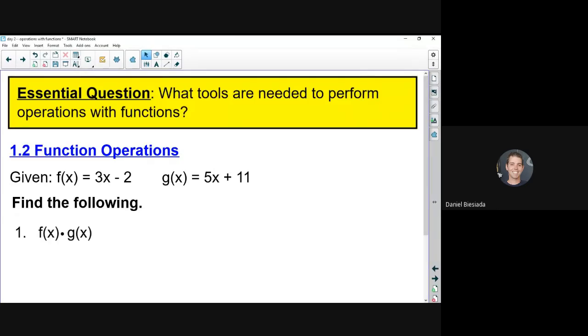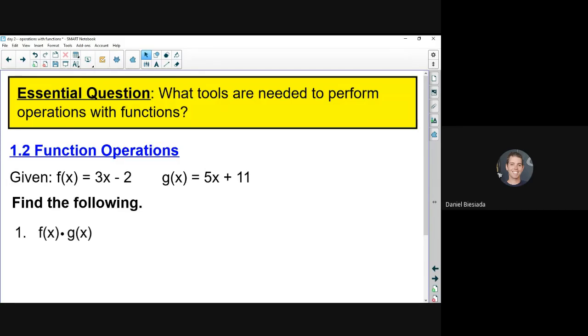Hi everyone, welcome back to our final video on function operations. In our last video, we covered adding and subtracting functions and talked about the little details that we should be aware of with those. In this video, we're going to talk about multiplying.